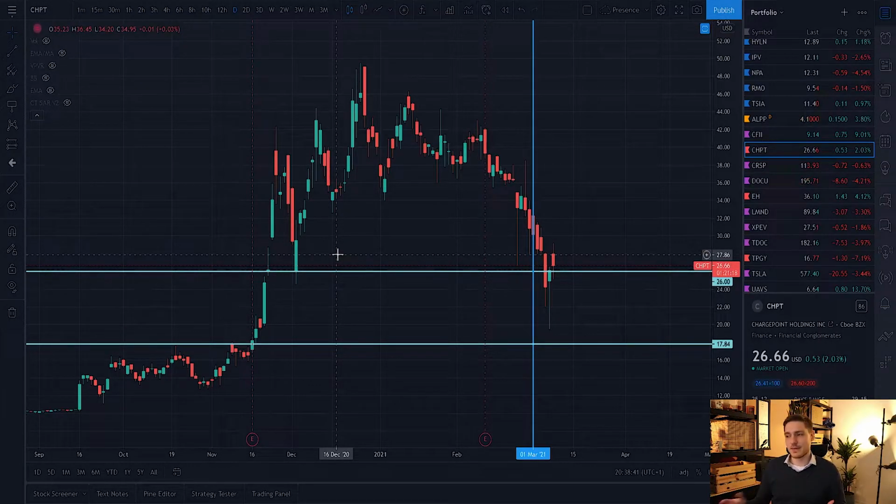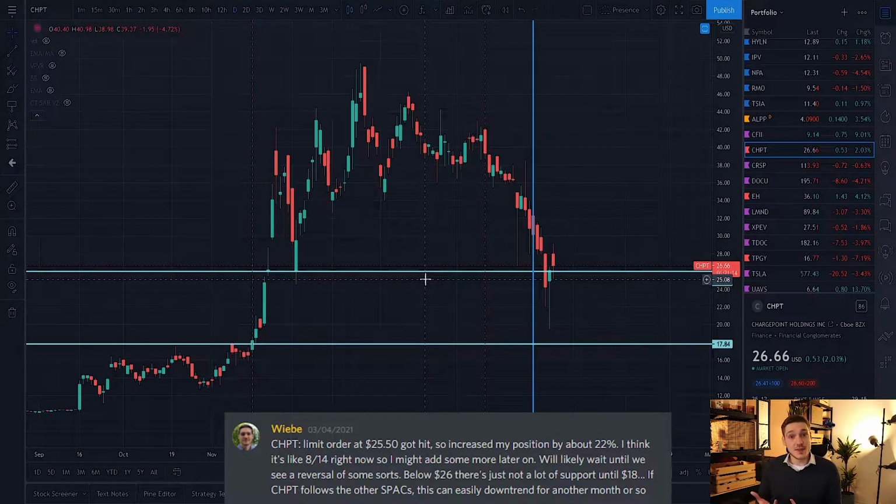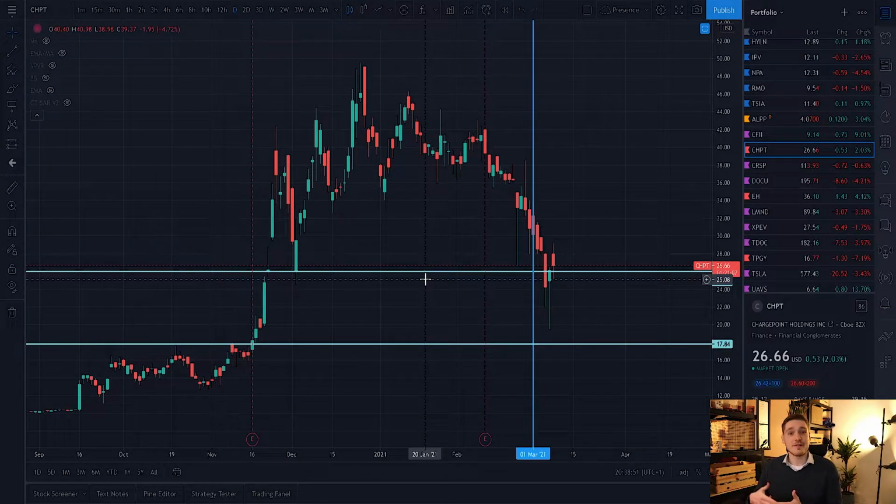So this is a nice support level as well. I drew that in a while ago, and this support level is what I use to get back into my position or to add a little bit more to my position. I haven't fully entered my position just yet, but I already added a little bit on this candlestick on the 4th of March, because we were actually hitting this support level.